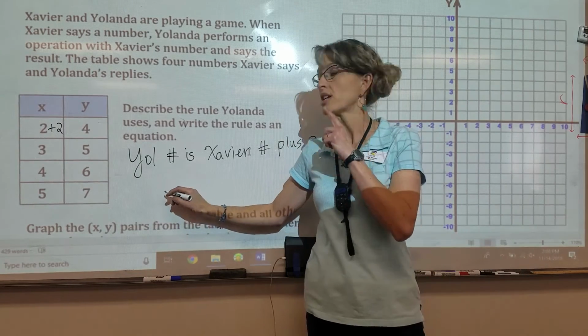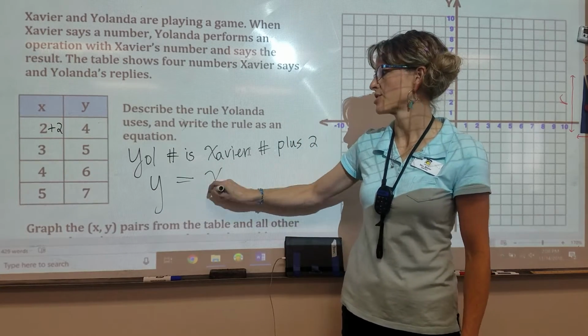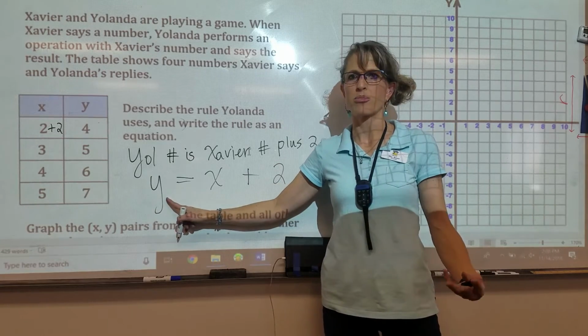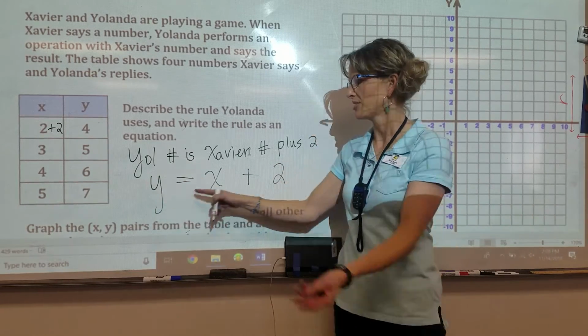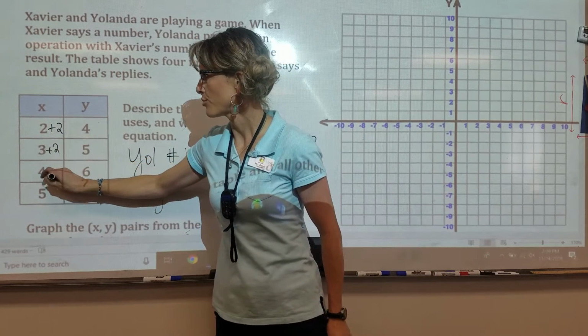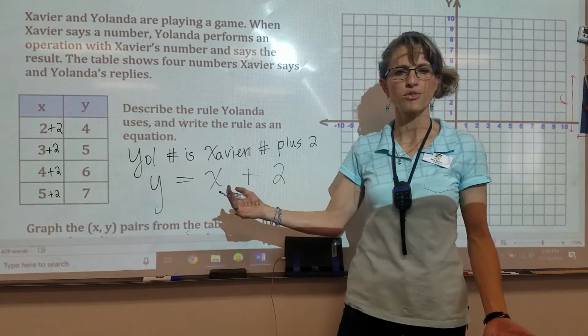Mathematically, we're going to put an equation to that. We're going to say y is Xavier's number plus 2. We always start our equations with the output. So to find the output, I would take the input and add 2. And you check it. Is it this rule every time? Does it work every time? Yeah, it does. That would be the rule, so we know it's right.